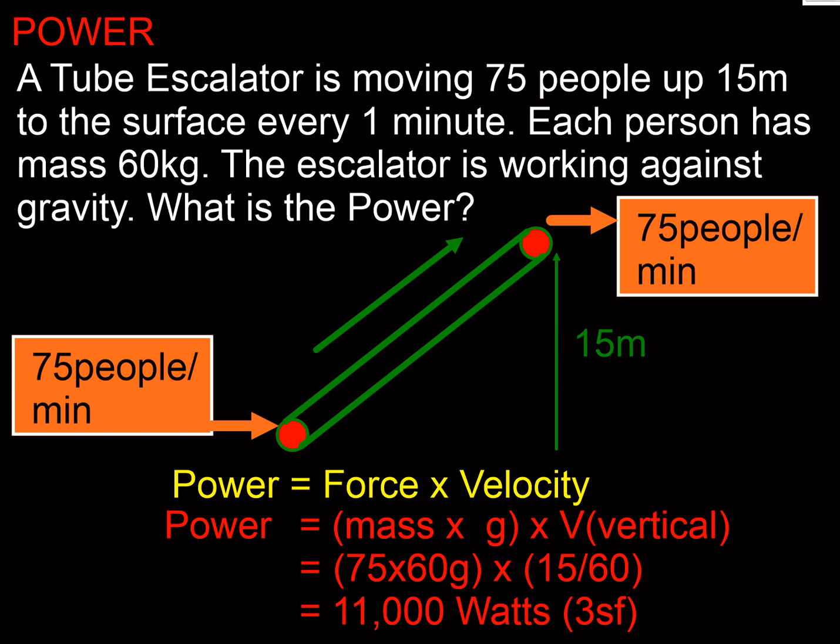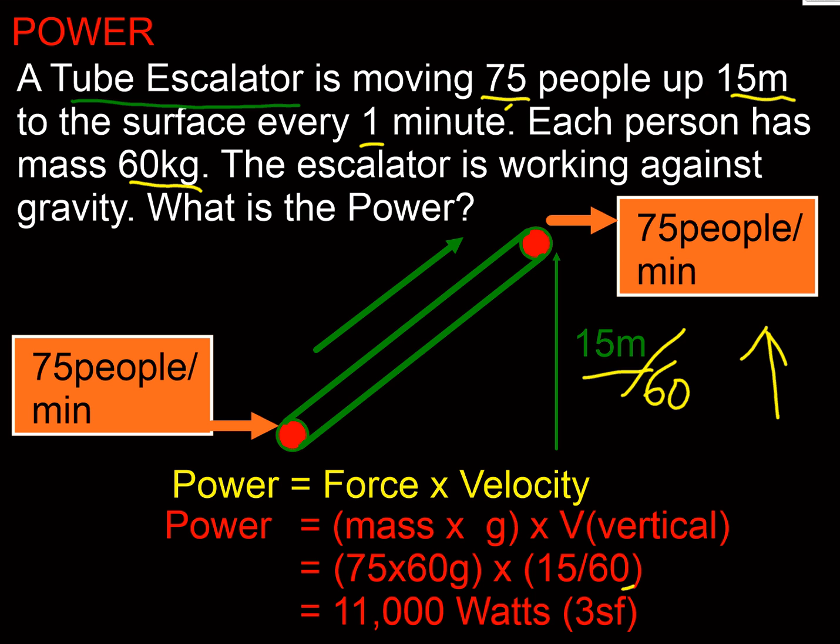Another example, tube escalator. So we're going up the lift and it's lifting people up. There's 75 people on it, and it takes them up 15 meters, and it takes them 1 minute to go up. And let's assume each person weighs 60 kilos. There's no friction or anything, so all we're doing is working against gravity again. Well, so I've got to lift them up 15 meters every minute. So my velocity going vertically, because we're battling gravity, is 15 divided by 60 seconds.